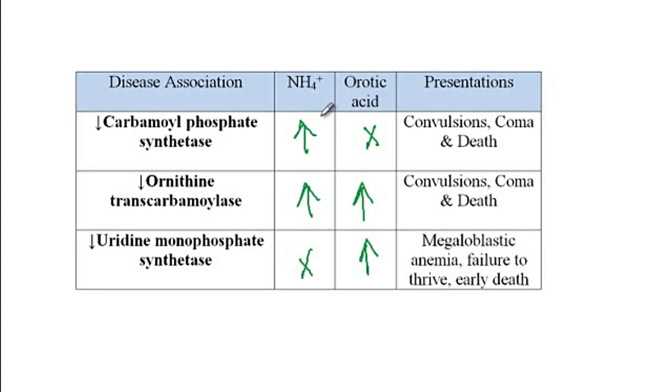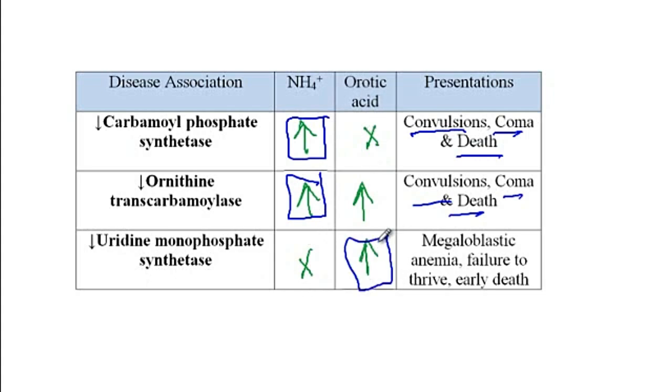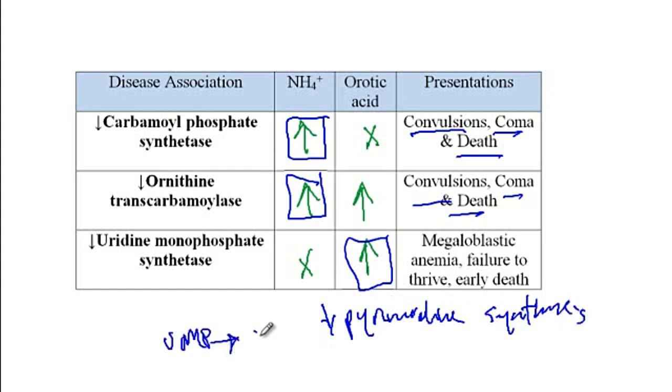Now, as for the clinical symptoms, these first two enzymes would increase the level of ammonia, as a consequence of which patients present with convulsions, coma, and death. While with uridine monophosphate synthetase, there would be a normal level of ammonia, but orotic acid is increased, and at the same time there is decreased pyrimidine synthesis, because we need to form UMP and then UDP and then pyrimidines from this reaction.